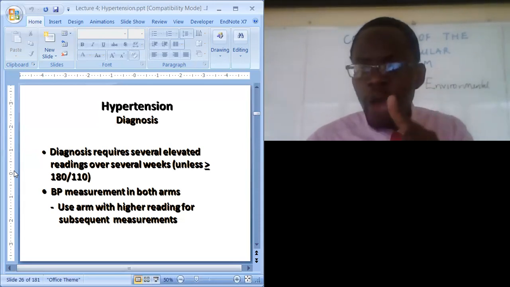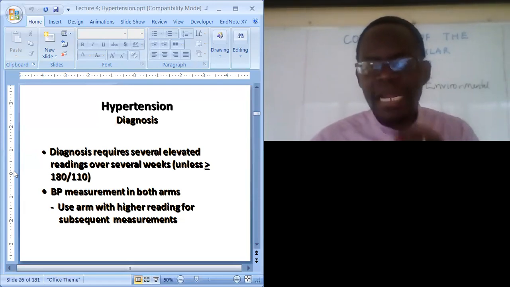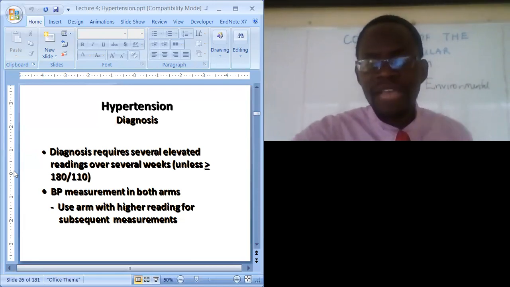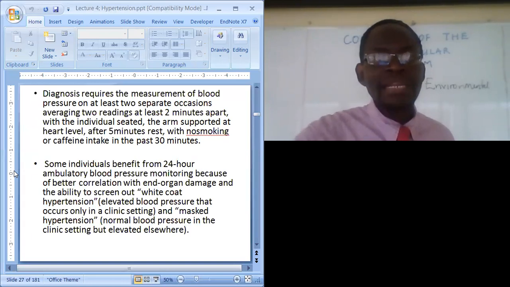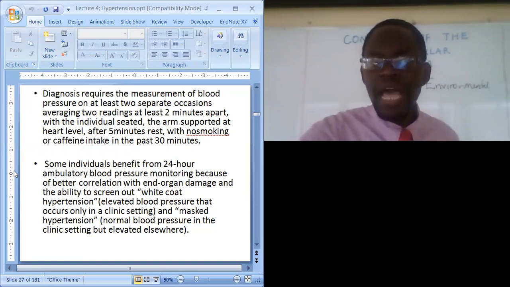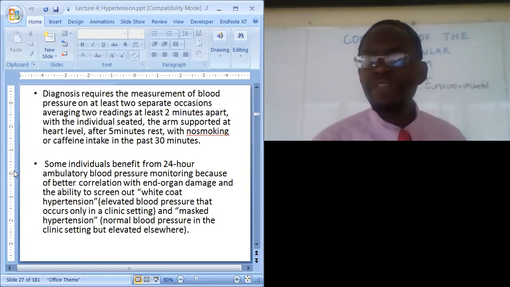Now, I hope you know how to take blood pressure. Please revise how to take blood pressure. Blood pressure measurement should be done in both arms, and of course, you should always consider the one which has a higher reading. Diagnosis requires the measurement of blood pressure on at least 2 separate occasions, averaging 2 readings at least 2 minutes apart, with the individual seated very well with the arm supported at heart level, after 5 minutes of rest.